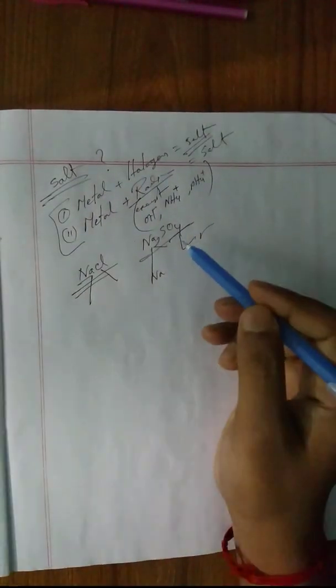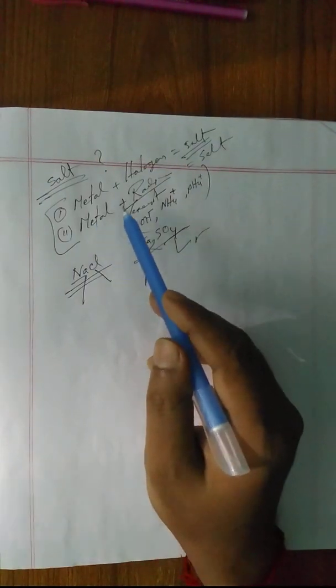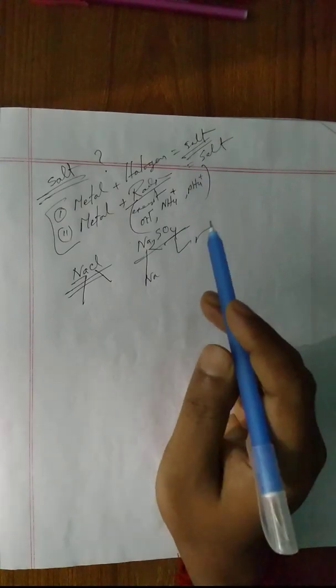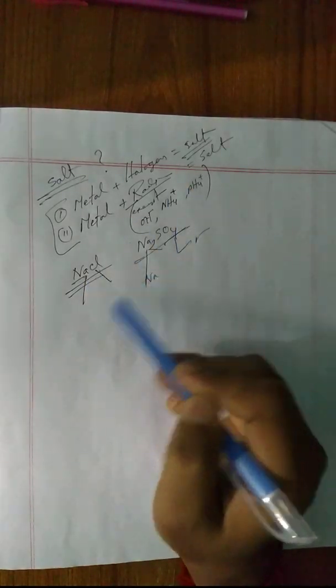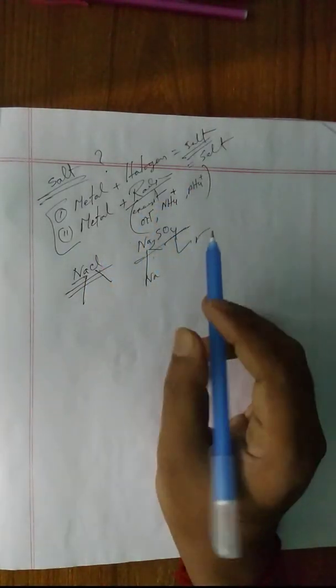Now salt, the last term of today. Metal plus halogen is salt, metal plus radical is salt. For example, NaCl, sodium metal, chlorine halogen. So this is salt. Metal, radical, this is also salt. So I think all of you have understood the topics of today: acid, base and salt.